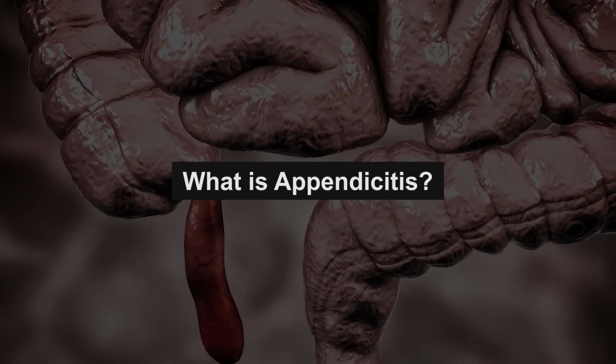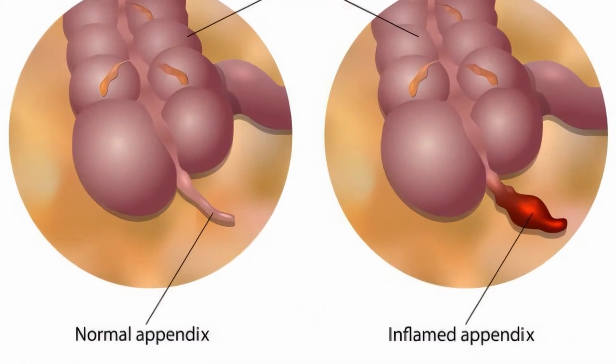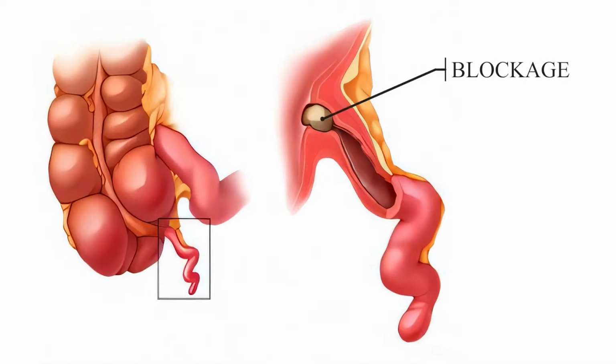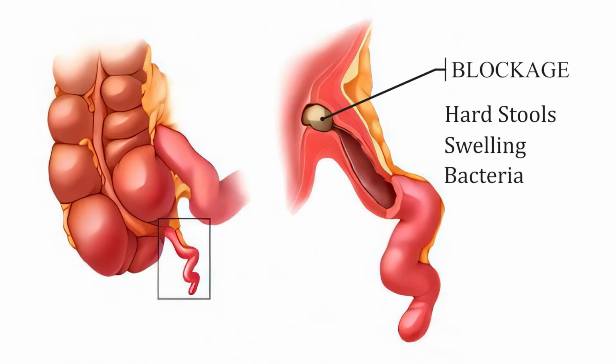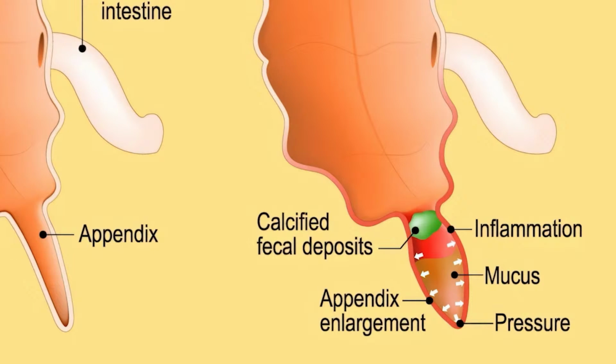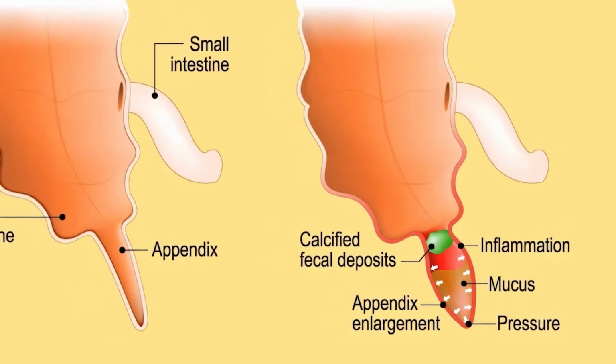What is appendicitis? Appendicitis is when the appendix becomes inflamed and infected. It usually happens when something blocks the opening of the appendix, like hard stool, swelling, or bacteria. When blocked, the appendix fills with pus, a thick fluid full of white blood cells and bacteria, and this causes pain and swelling.